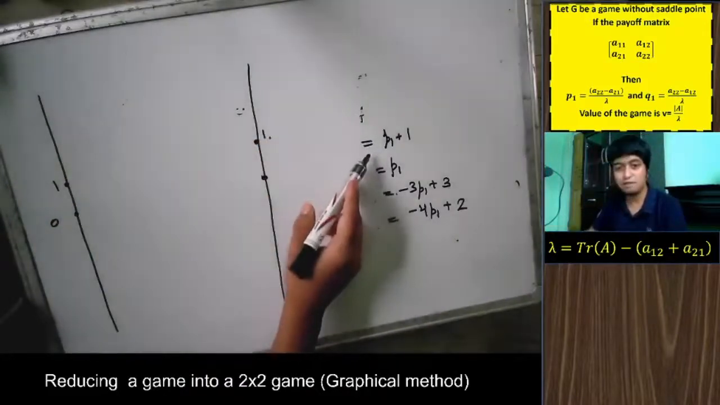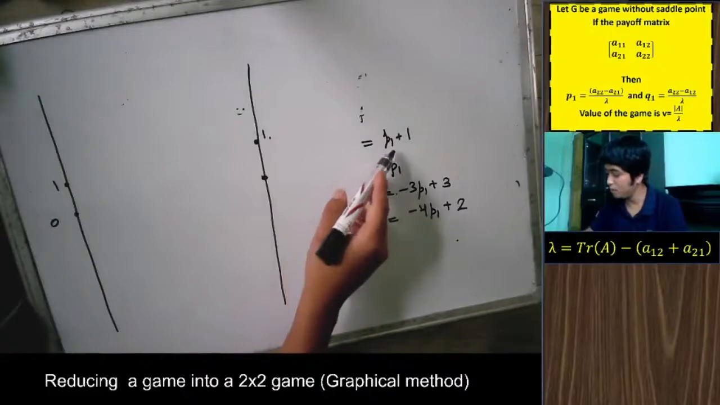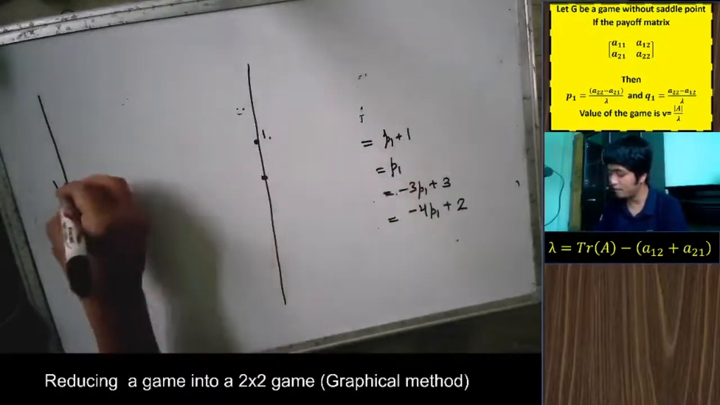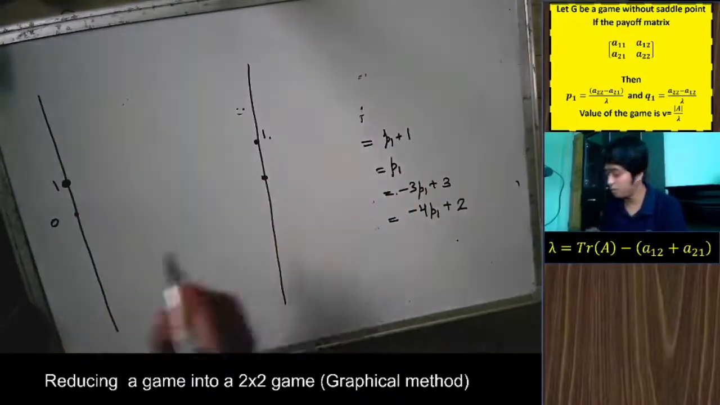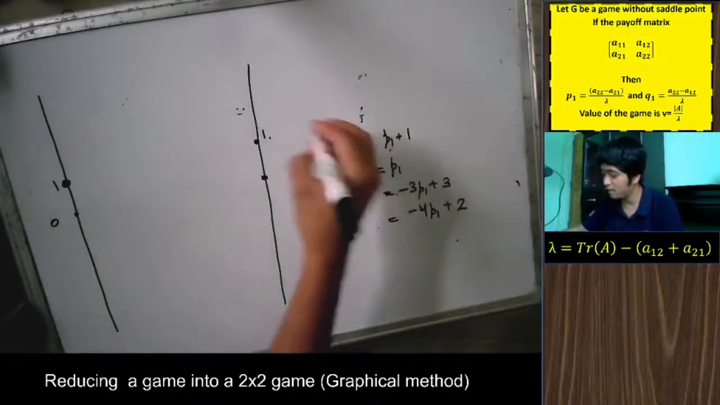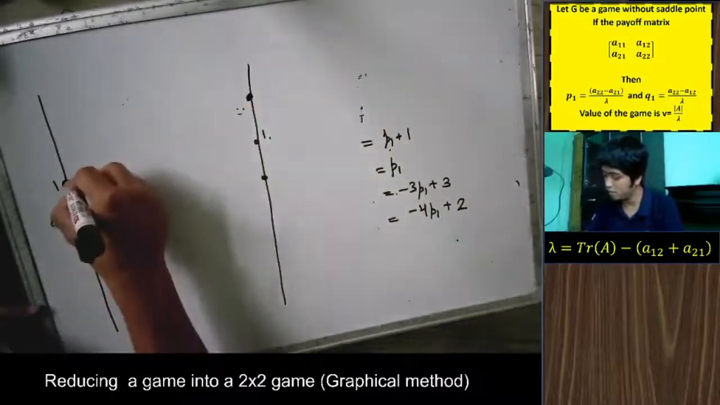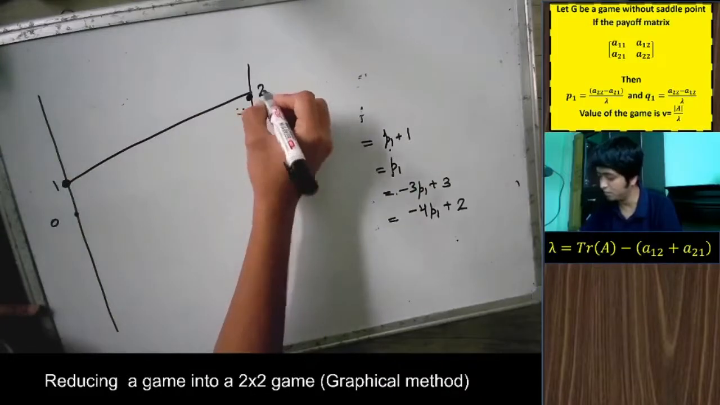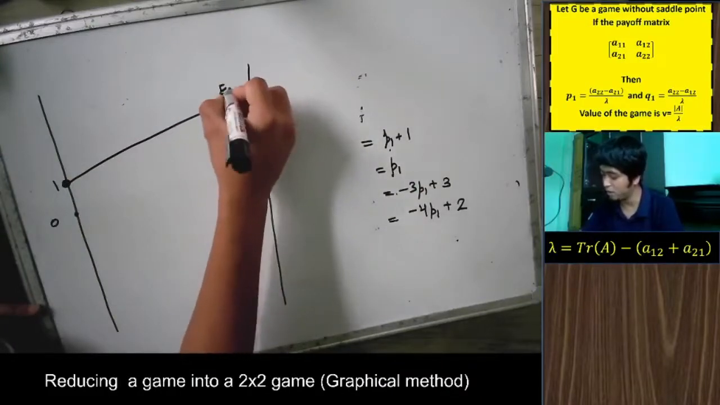Okay, just see for this one. When P1 is 0, you will be getting the value 1. When P1 is 1, you will be getting the value 2. So you join the line from 1 to 2. So this one will be your P1.